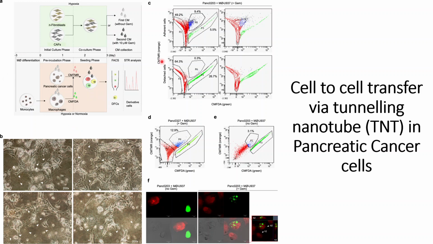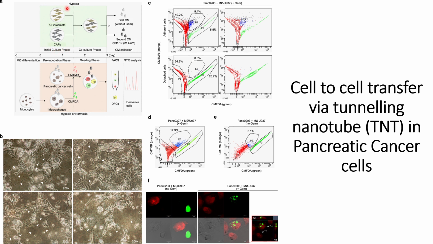In this video we will discuss a new paper where they have discussed cell to cell transfer via tunneling nanotubes from the macrophages to pancreatic cancer cells. So we will start with the first figure presented in the paper, and in panel A they have described how they did their experiment.